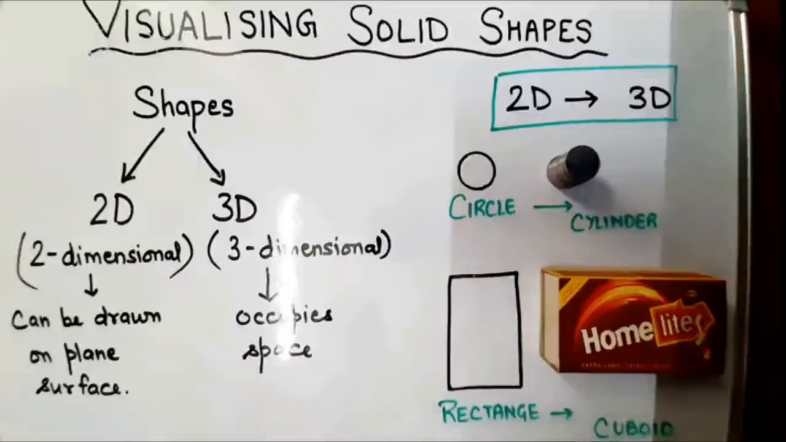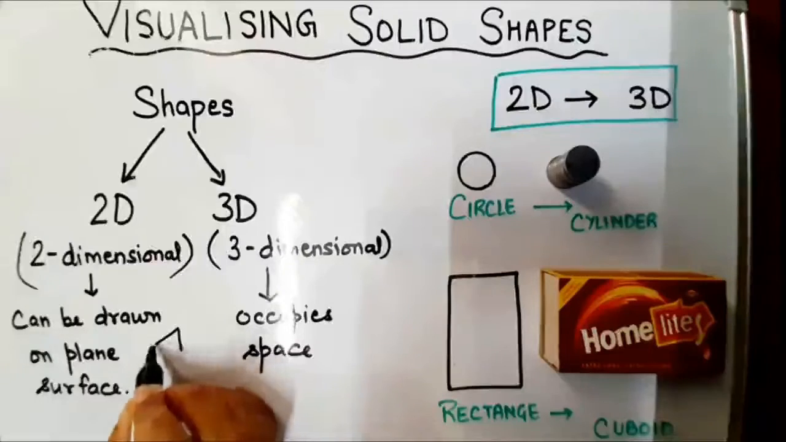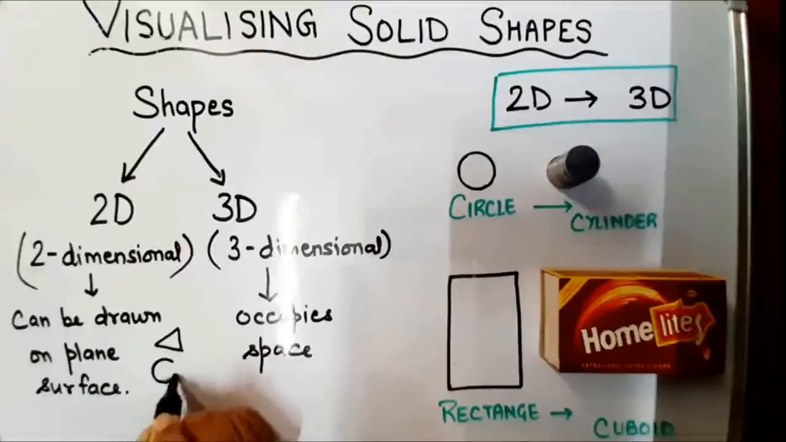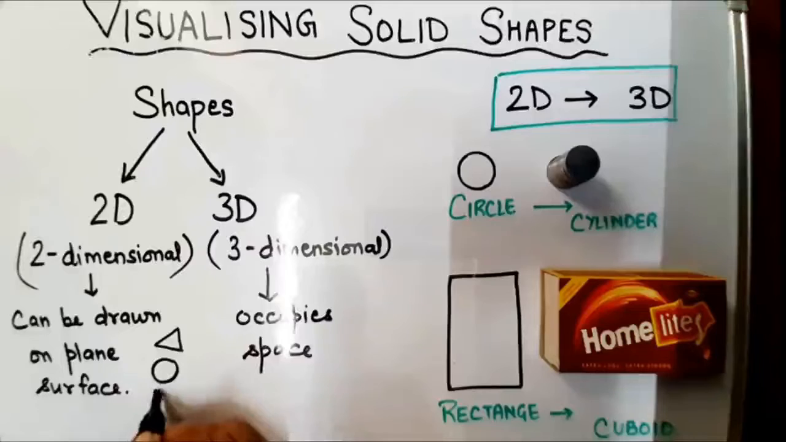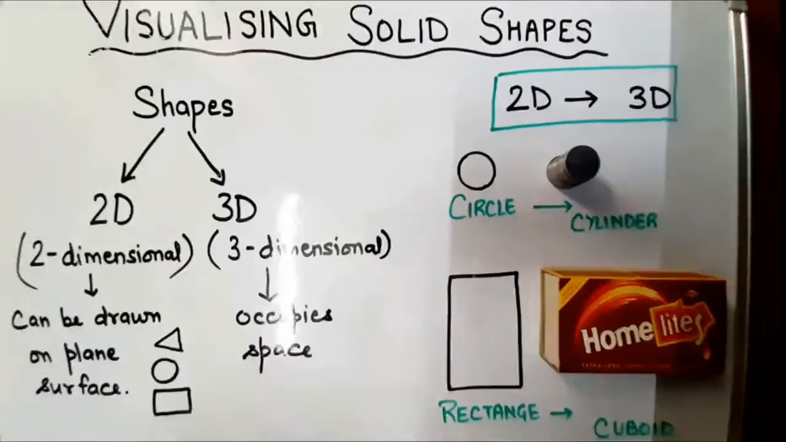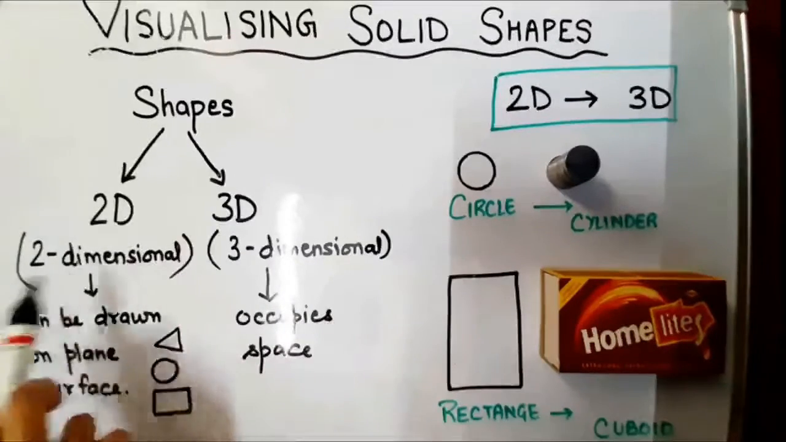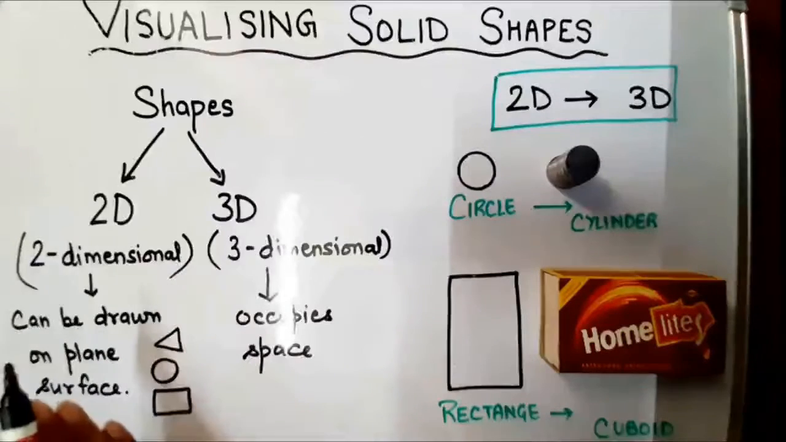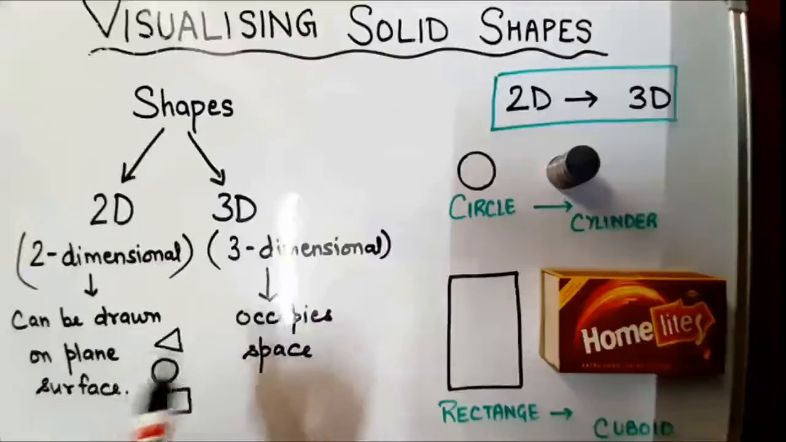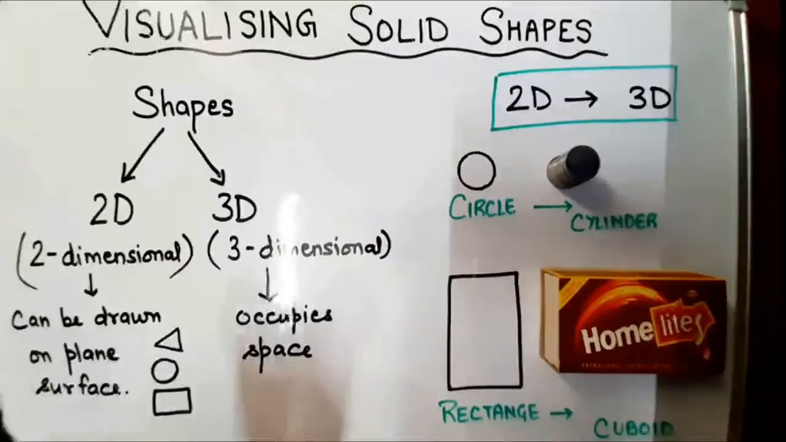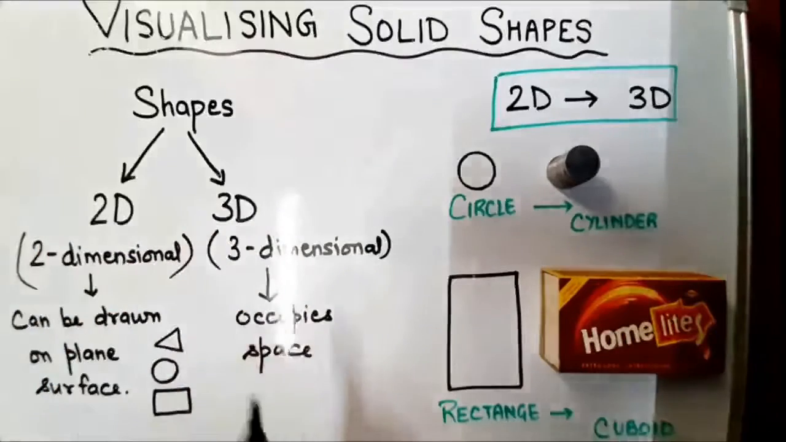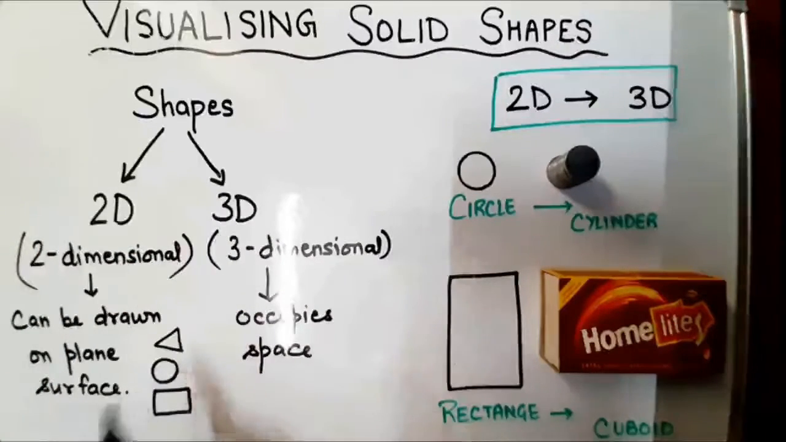Whatever shapes we studied, like triangle, circle, and rectangle, all these shapes which could be drawn on a paper or a plane surface are called two-dimensional shapes. Why are they called two-dimensional shapes? Because these shapes actually extend in only two directions. The plane surface extends in two directions, so that is why they are also called two-dimensional shapes.